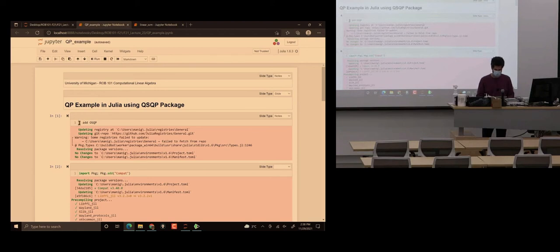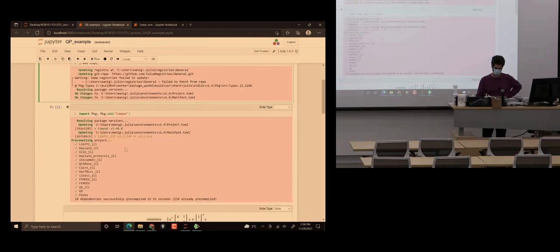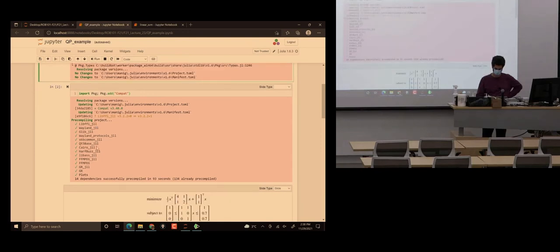So this line here is the same thing as adding the package. It's just a different way of doing it. So I'm adding the OSQP package. You will need another package to work with compact and sparse matrices.